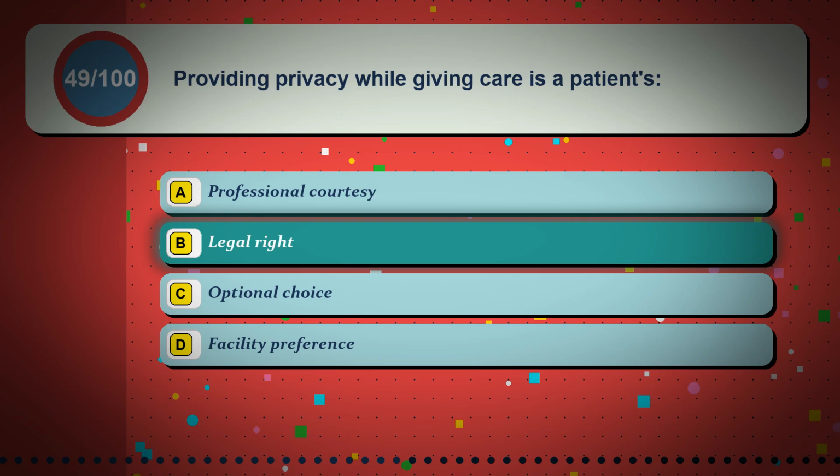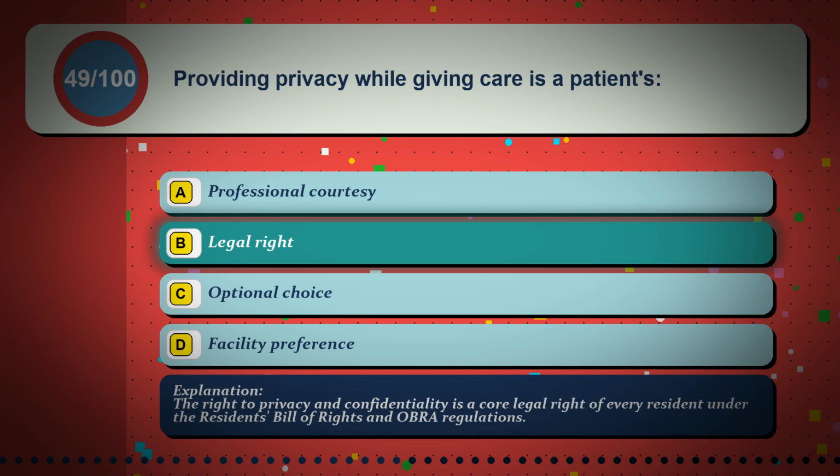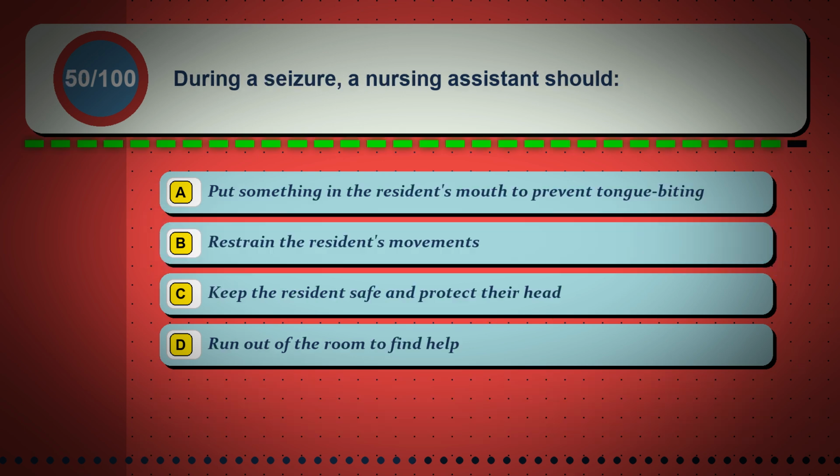The correct answer is option B, legal right. The right to privacy and confidentiality is a core legal right of every resident under the Residents' Bill of Rights and OBRA regulations. Question 50.